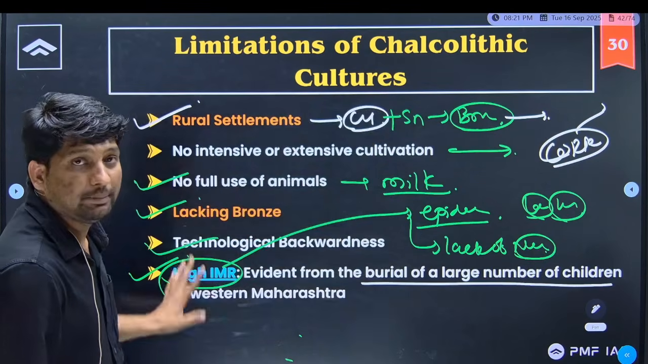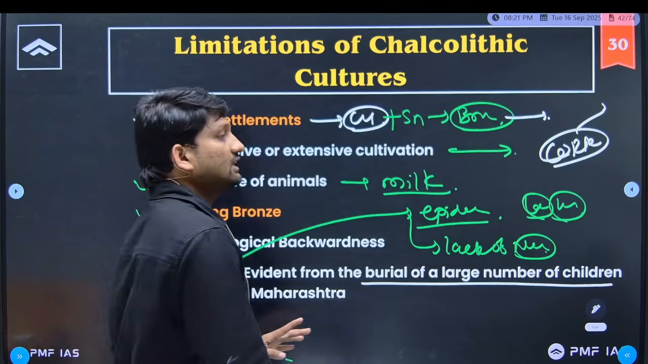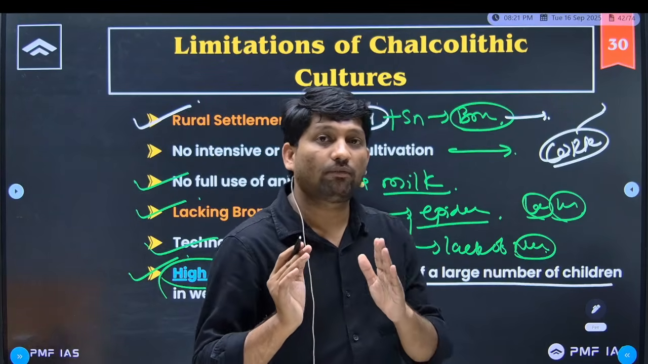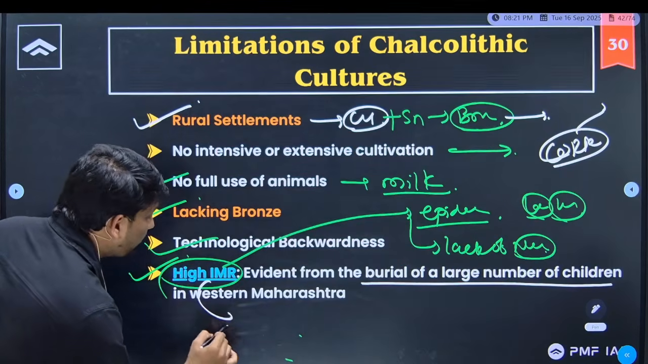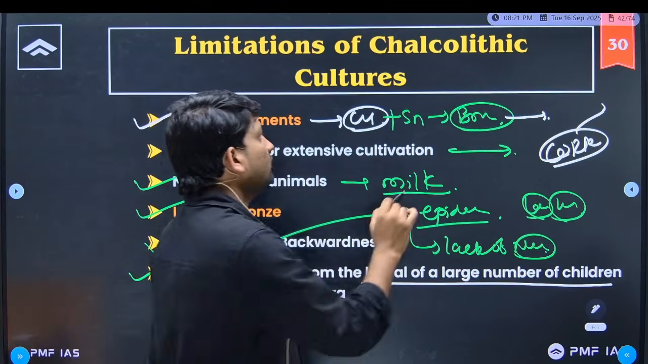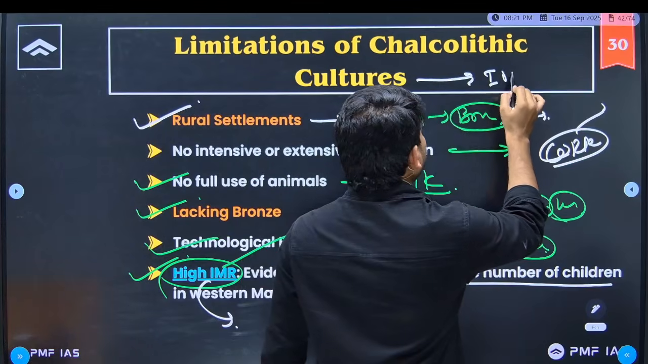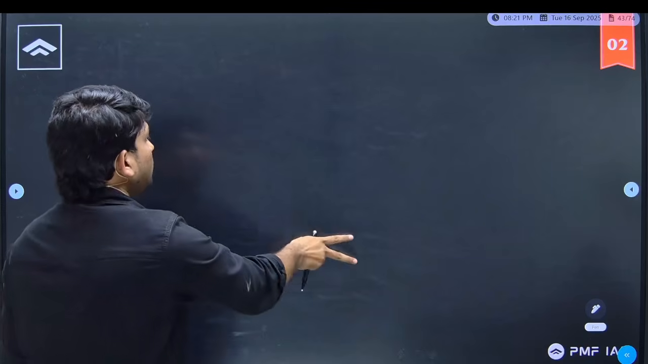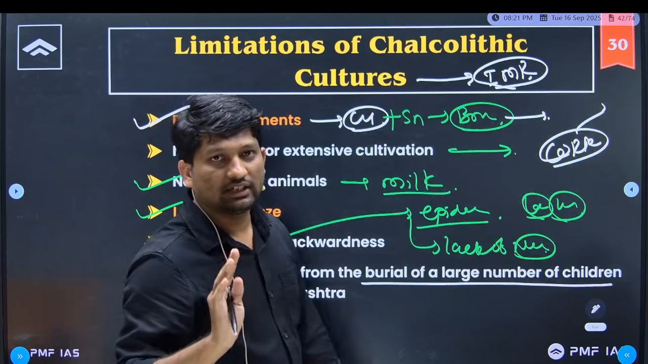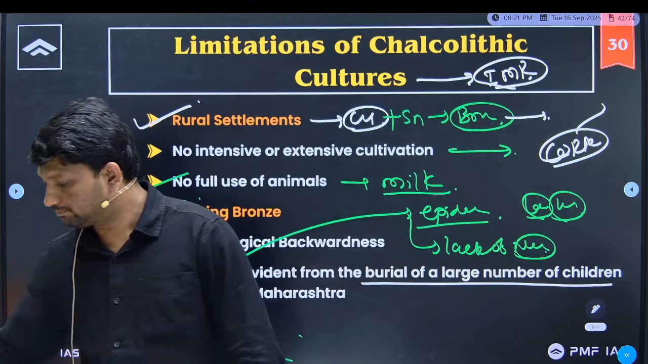So whatever may be the reason, we have found evidence of a large number of burials of children in Maharashtra, meaning they had a high infant mortality rate. Remember this fact, Chalcolithic culture had a high IMR, infant mortality rate. So this is about the Chalcolithic cultures. Any confusion for anyone?